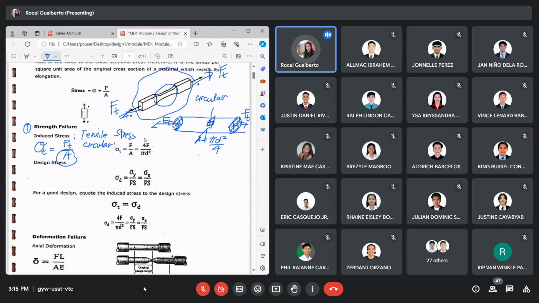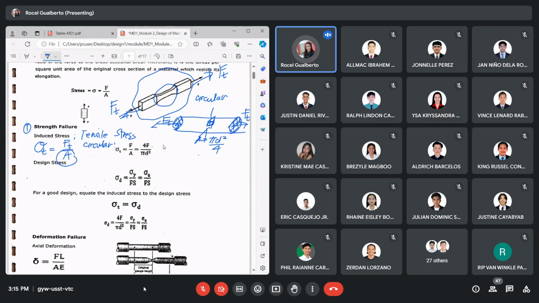Okay? So, we have here, yung area na yon papalitan natin ito, pi d squared over 4. That is why you come up with the tensile stress equal to 4F over pi d squared. Okay? So, ito po yung ating induced stress. Ito po yung ating tensile stress.